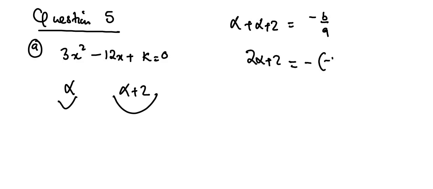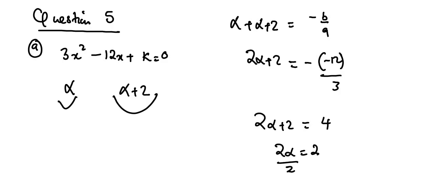Your b is negative 12. Your a is simply what? A 3, right? So 2 alpha plus this is equal to, that's going to give us a 4. So 2 alpha is equal to that. So here we're getting what? Okay, so alpha is giving us a 1, right? So we know what alpha is.